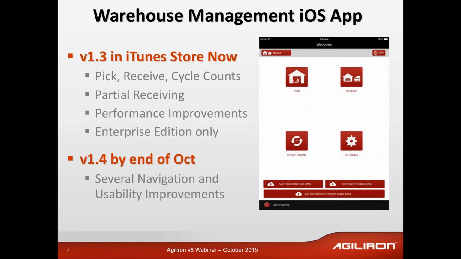So you click on sync products from back office, pull product information down to your app. You click the orders, pull those things down. Then you can go into the app and essentially do all the things that you want to do in the warehouse. And then when you're done, you come back and you say sync updates back to the cloud, and then it pushes all the changes. So that's the way this works.